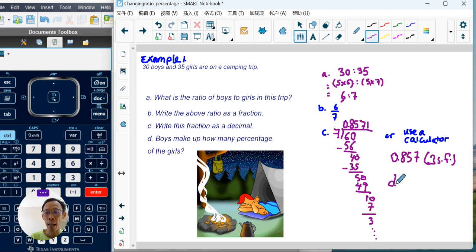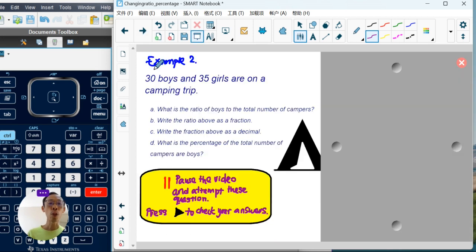And then to write this as a decimal, so this is the decimal, and then with the decimal I can change it into a percentage by multiplying 0.857 by 100%, and that will give me 85.7%. So this is the answer. Right now, you may want to try example 2. Example 2 has the same numbers, but the questions are different. So pause the video and attempt these questions, and once you're ready, press play to check your answers.